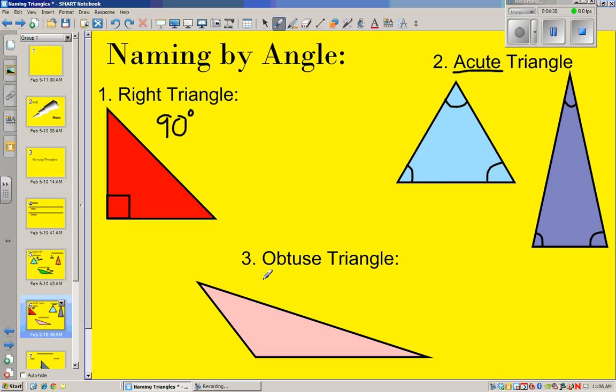An obtuse triangle has at least one obtuse angle, and an obtuse angle is bigger than 90 degrees. These other two angles are acute angles, but don't confuse this with an acute triangle. It's an obtuse triangle because it has at least one obtuse angle. Just like a right triangle, all it has to have is one.